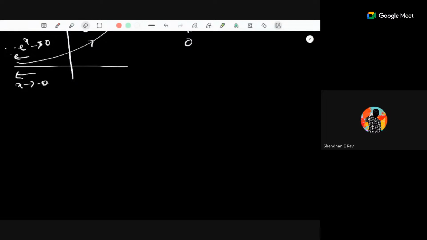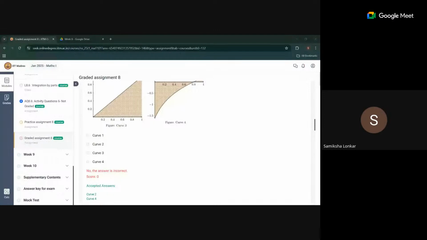Yeah, I think this is the question. I'll share my screen. I also had the difficulty, ma'am, because they did not mention the total area. They just mentioned to select the graphs with a negative area, but they meant the total area as negative. Yeah, I think they meant the total area is negative.